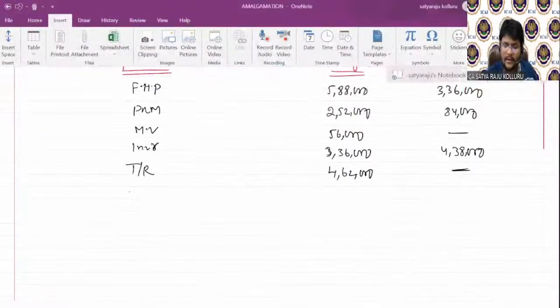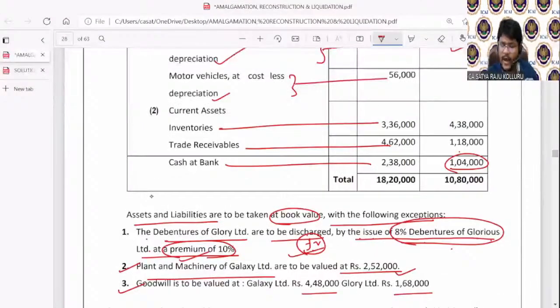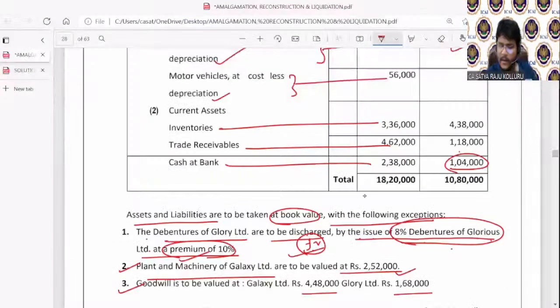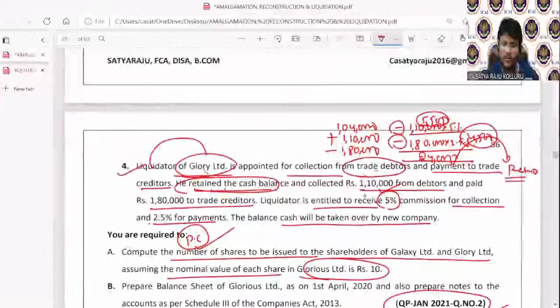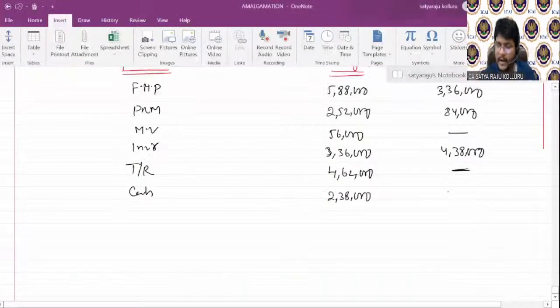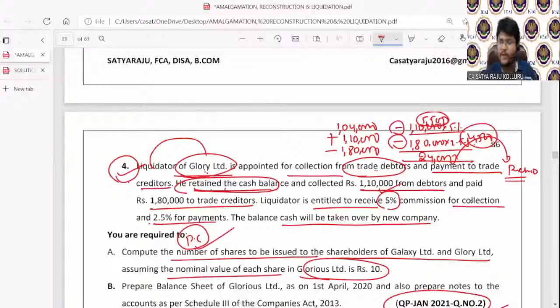Next, cash at bank. The same cash we have taken for Galaxy Limited, which is 2,38,000. Am I right? But for Glory Limited, just now we found in point number 4 that 24,000 cash is taken over by Glorious Limited. That means I can only put the 24,000. If you want, you can provide a separate working note for how you got such 24,000. But I already made such a working note here. You can consider this as my working note. To save my time, I am putting this as a working note.